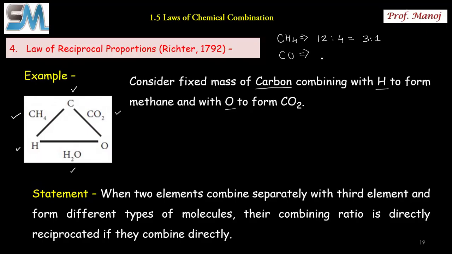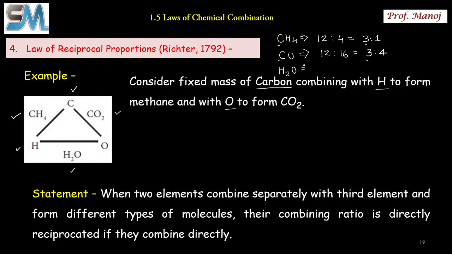Carbon, oxygen, carbon 12, oxygen 16, 3:4. So in this calculation, you can see the amount of carbon is fixed, that's 3 and 3. They say, check the ratio of the remaining one, that is water. So if water is combining with it, how will things be?